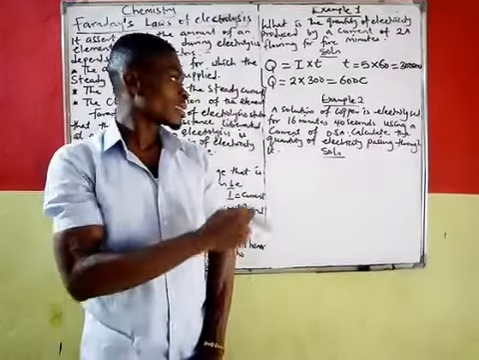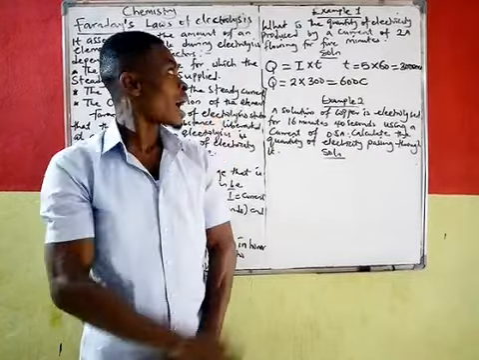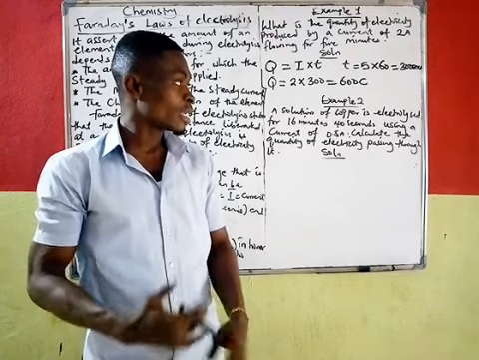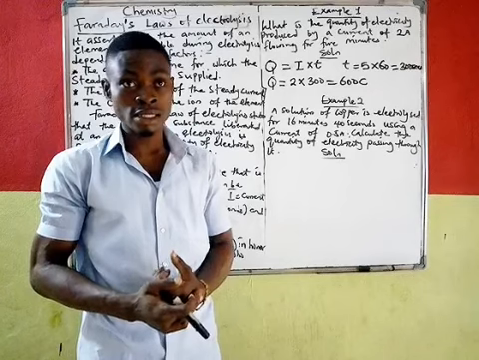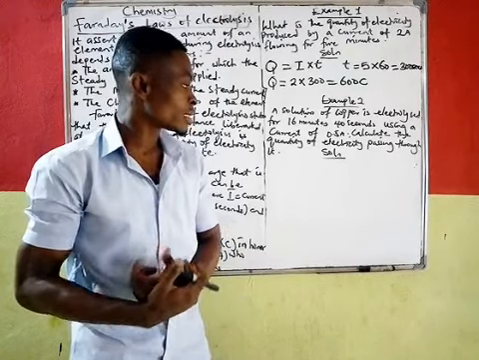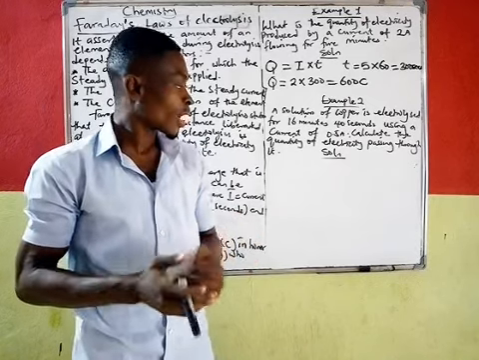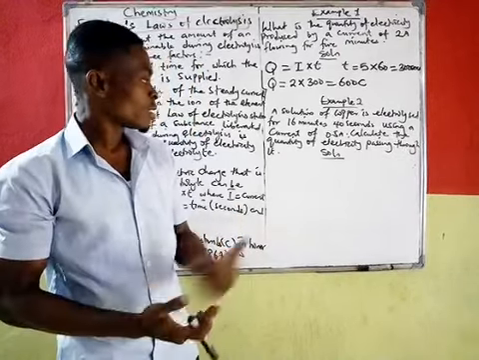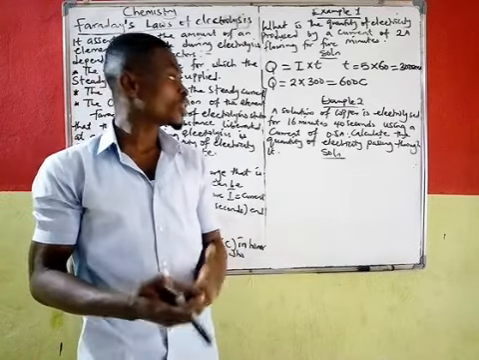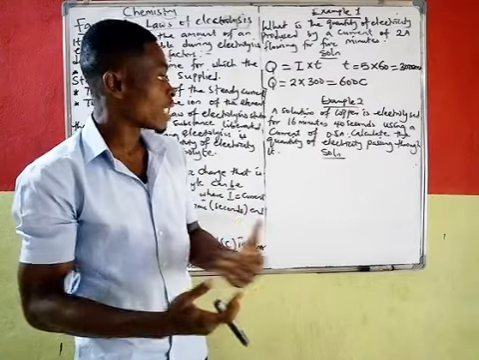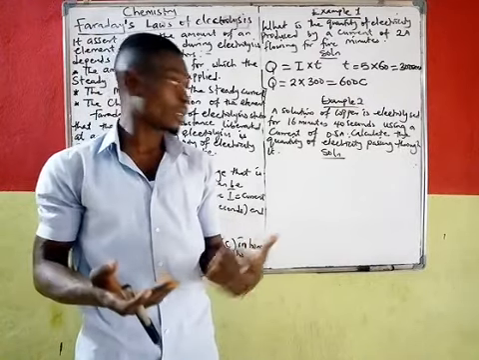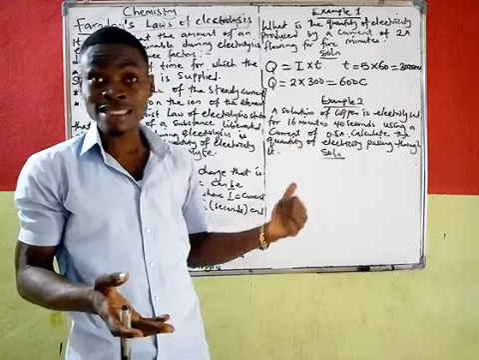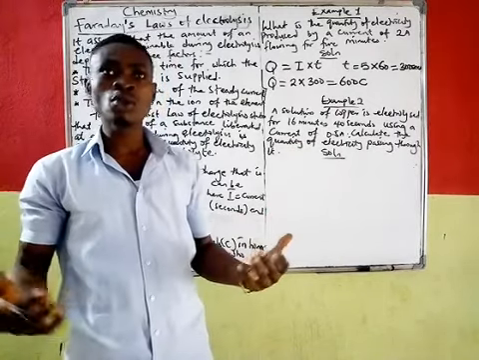Okay? Alright, we have another example to add to the previous one, and the example states that a solution of copper is electrolyzed for 16 minutes 40 seconds using a current of 0.5 amperes. Calculate the quantity of electricity passing through it. The question is clear. You are given the time for which the copper is electrolyzed, and you're also given the current passing through that electrolyte, and the electrolyte there is copper.